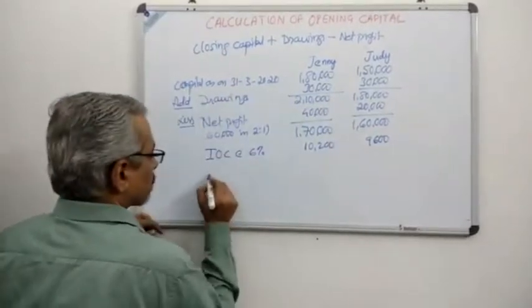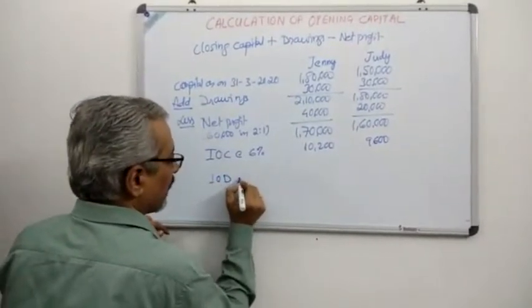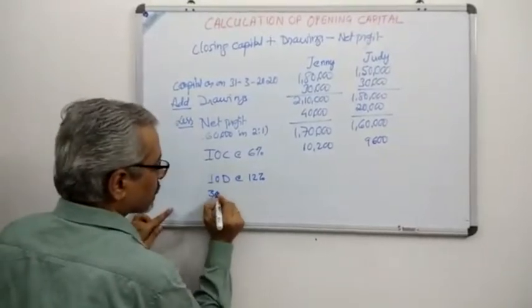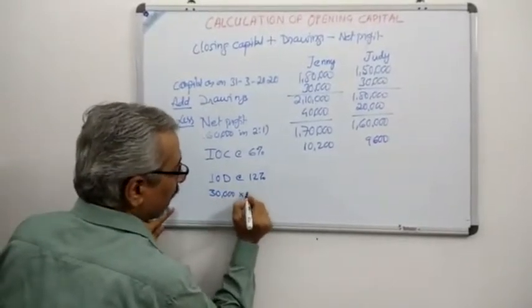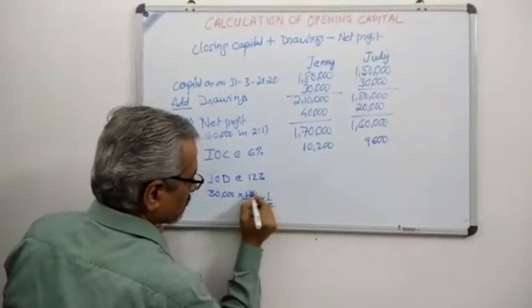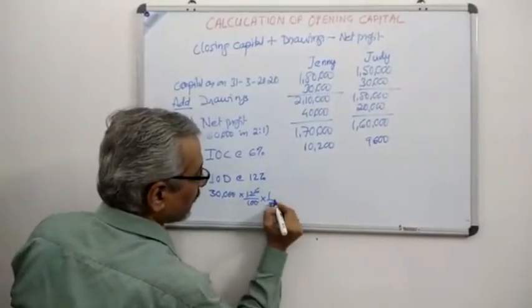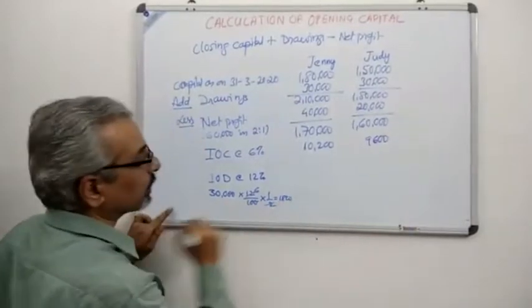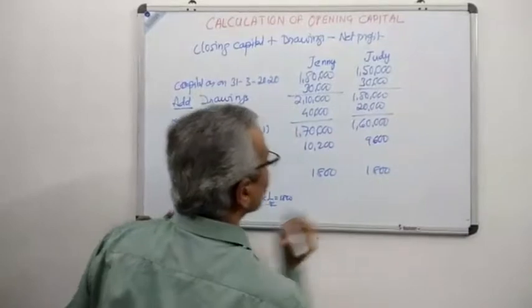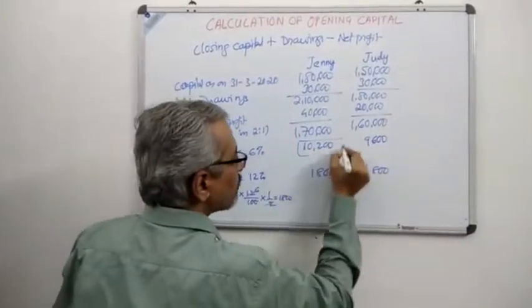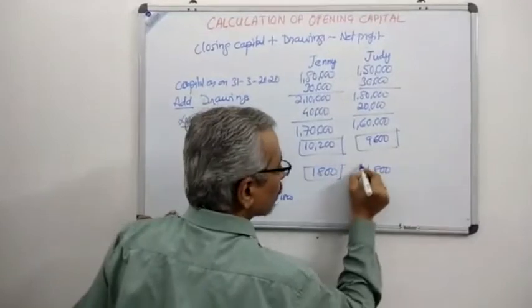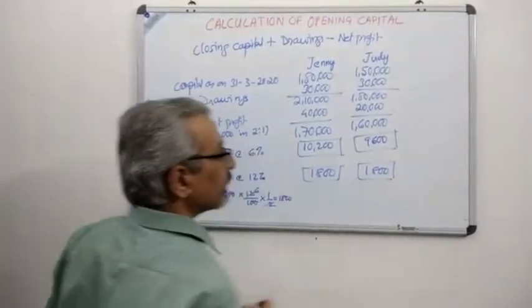So, the interest on drawing at the rate of 12%, if you want to do the calculation, you can actually do it, but it can be done mentally also. So it is 1,800. Okay, so for both it will be 1,800, 1,800. So now what have we got? We have got the important figures, interest on capital and interest on drawing. So the calculation has been done.